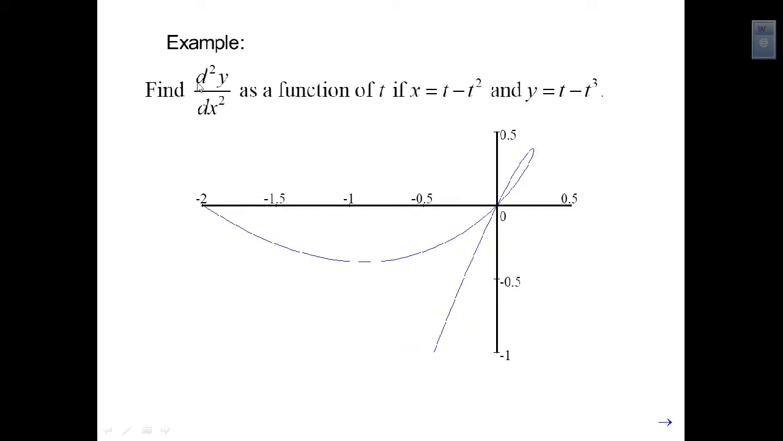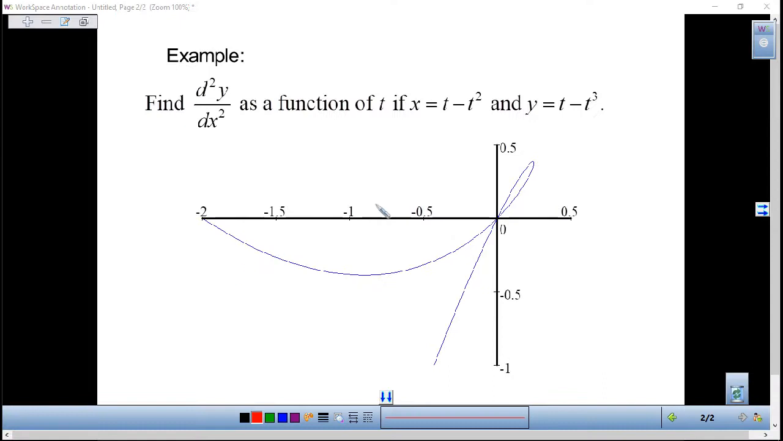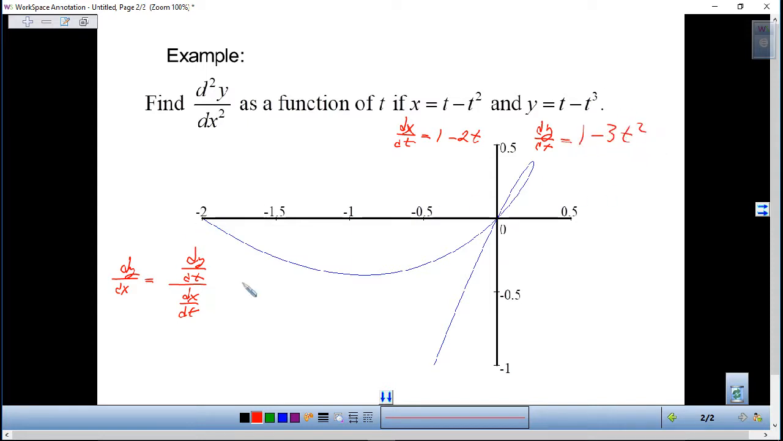All right, now for an example here, find d squared y over dx squared as a function of t if x equals t minus t squared and y equals t minus t cubed. All right, so first things first, we're going to want to find what dy/dx is. So remember, dy/dx is dy/dt over dx/dt. And let's go ahead and find the dx/dt and the dy/dt. So dx/dt is going to equal 1 minus 2t. And then dy/dt is going to be 1 minus 3t squared. So here we would end up with 1 minus 3t squared over 1 minus 2t. And that's going to be the first derivative.